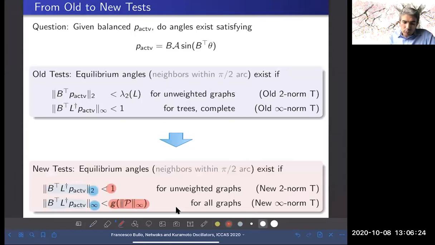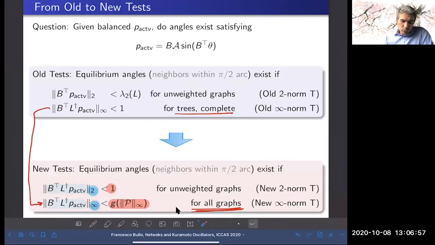The threshold 1 is still correct for the 2 norm. For the infinity norm, we have a different threshold. I don't want to spend too much time elaborating on it. Let me make it clear that one important difference between the old result and the new result is that this new result holds for all graphs and not just for specific topologies. And so, strictly speaking, this is the first time an infinity norm test is available. And there are good reasons why an infinity norm test is useful.